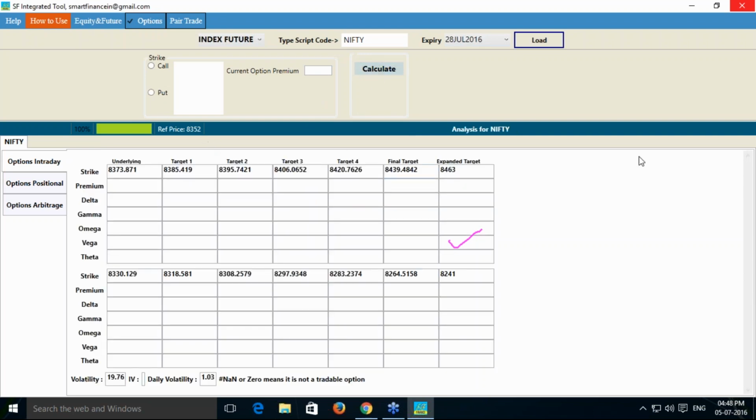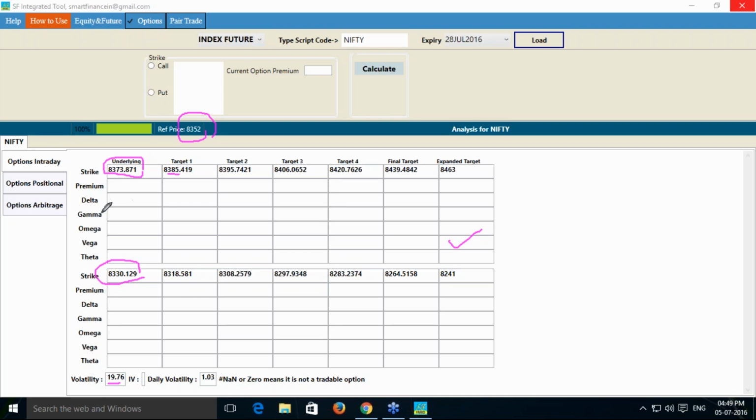So what does Nifty say? Currently 8352 is the Nifty. This is the reference being taken, 8352. Above 8374 my uptrend starts, below 8330 my downtrend starts, and the volatility of the Nifty is 19.76. Once this uptrend starts, it can go for 8385, 8394 and so on. Now I am at 8352, which means I am 21 points away from the uptrend price and 22 points above the downtrend price. So this is how I can analyze.